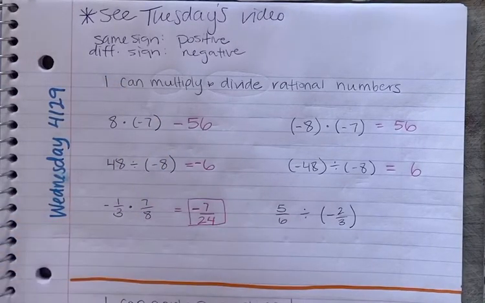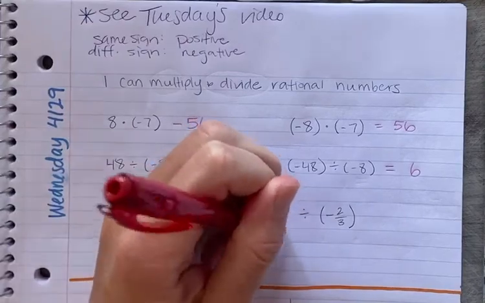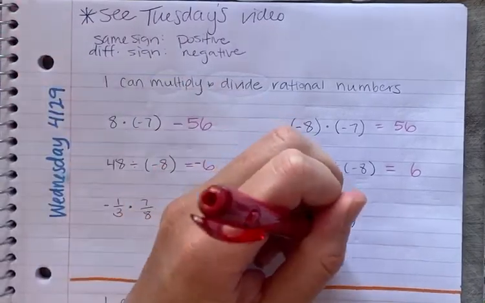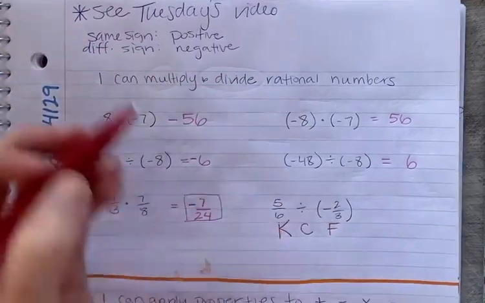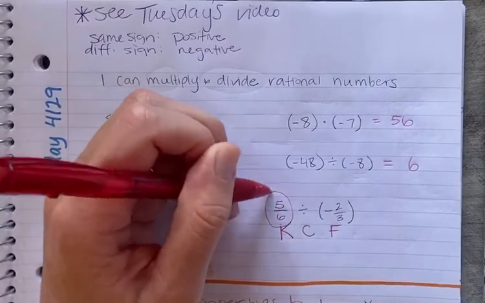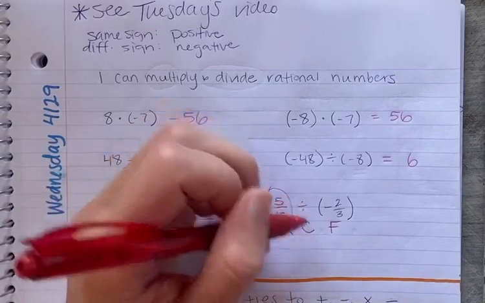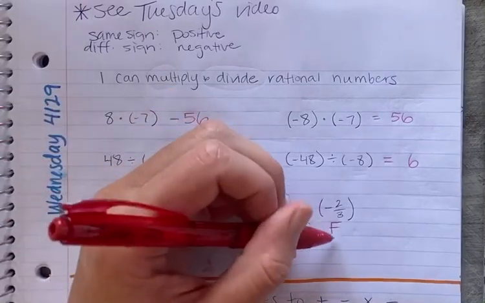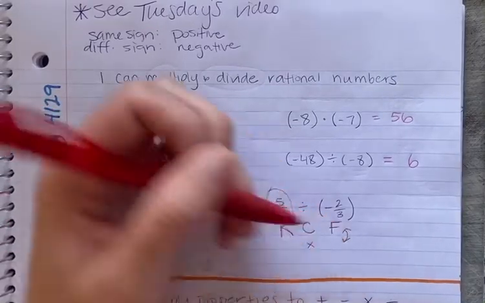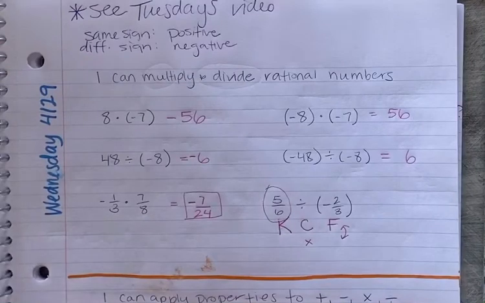Dividing, our favorite, dividing fractions. Remember these 3 letters when we divide fractions, K, C, F. Keep, that means this fraction stays the same. We change our division into multiplication, and then we flip this fraction. So remember, in dividing fractions, we keep, change, flip. So let's go ahead and do that.